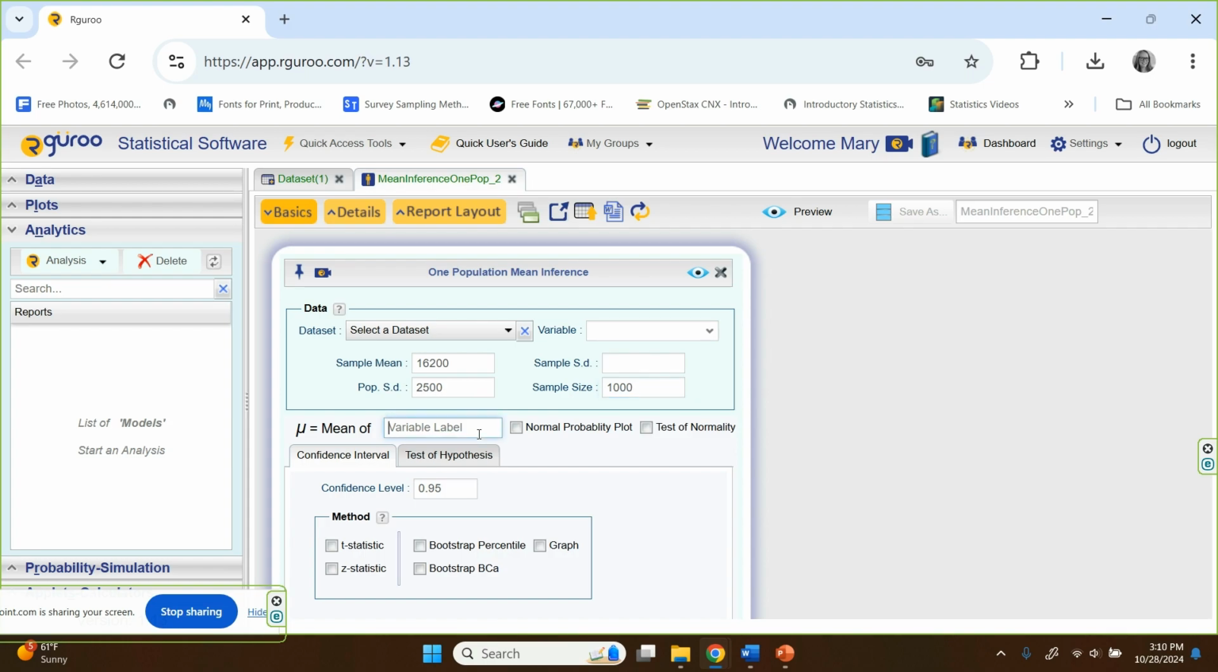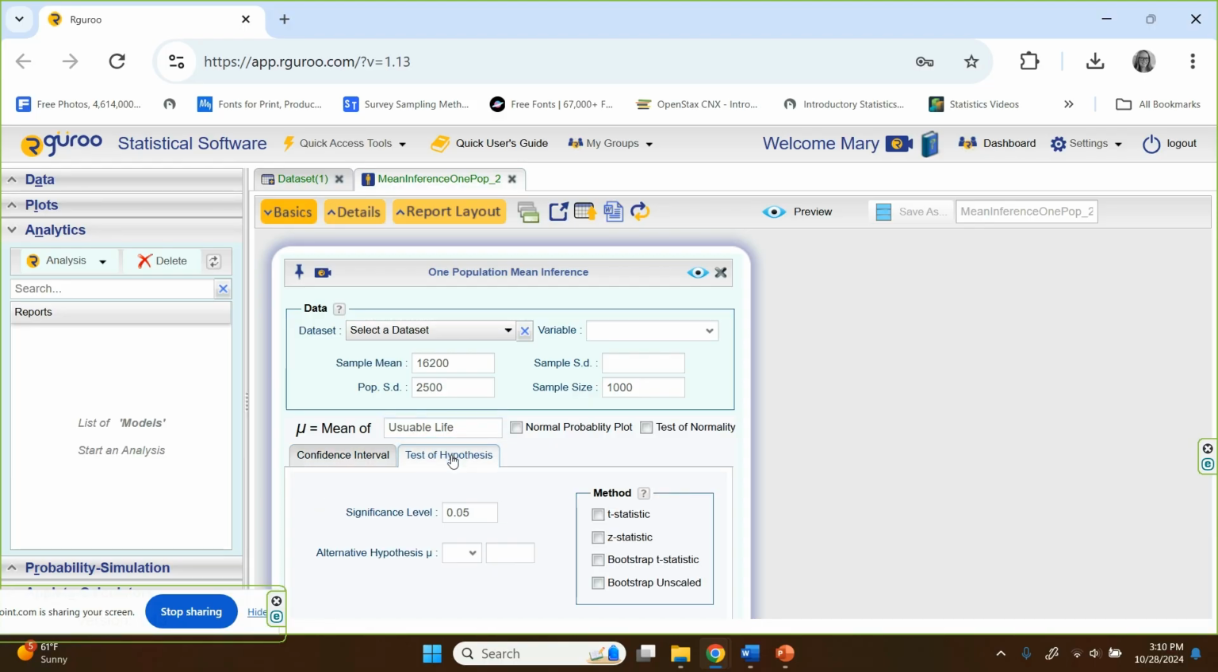Let's give the variable a name. This is basically just so the output looks a little easier to understand. So we're talking about usable life here. And confidence interval is the tab that's presently showing. We're going to have to click on the hypothesis tab to open that up. And we give the significance level, which was that Greek symbol alpha, 0.01.